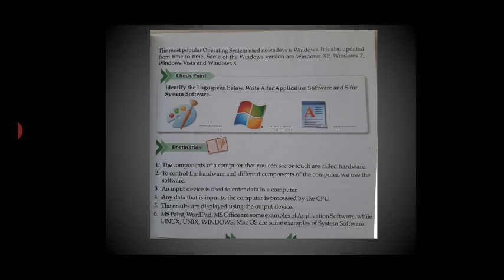An input device is used to enter the data in a computer. Any data that is input to the computer is processed by the CPU. We learned that the processing unit is the CPU. The results are displayed using the output devices. MS Paint, WordPad, MS Office are some examples of application software, while Linux, Unix, Windows and Microsoft operating system are some examples of system software.